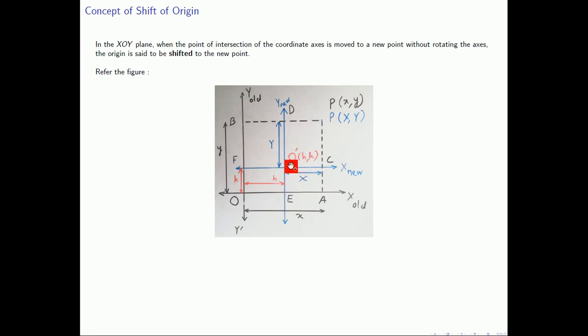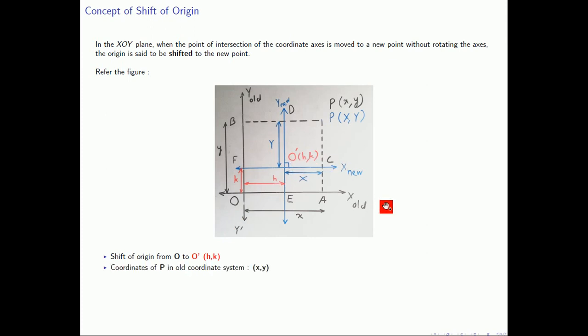And the coordinates of O dash, which is the new origin, are h comma k in the old coordinate system or the black one. So I am shifting the origin from point O to point O dash, which is h comma k.